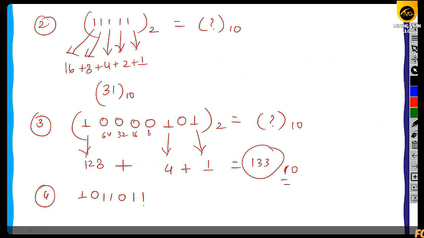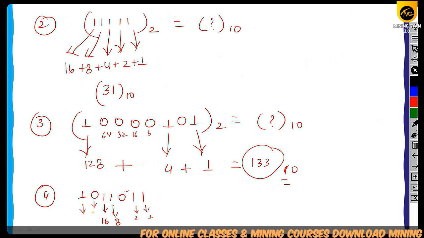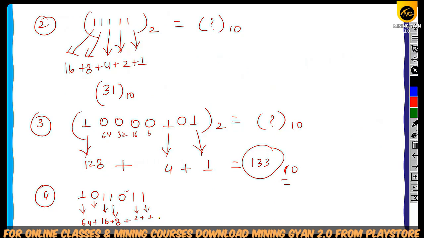Suppose another binary number is 1011011. So this will become 1, 2, it's 0. The next one will be 4, then 8, again 16, it will become 0. The next will be 32, then 64. Now 64 plus 16 plus 8 plus 2 plus 1. It will become 70, 80, 88, 90 and 91. So 91 is in the form of decimal. So the answer is 91.